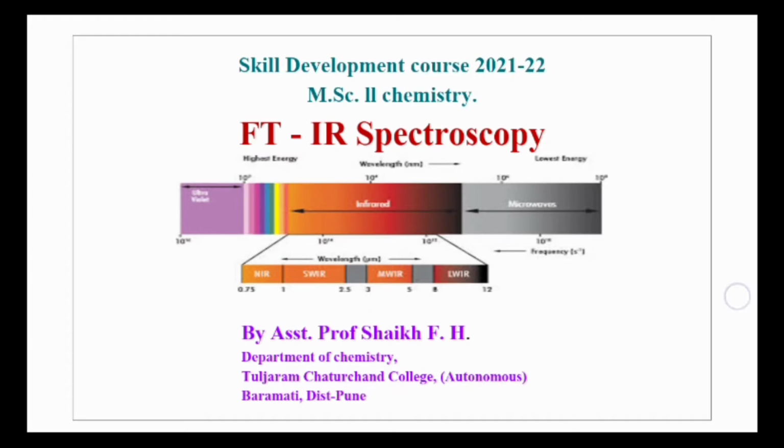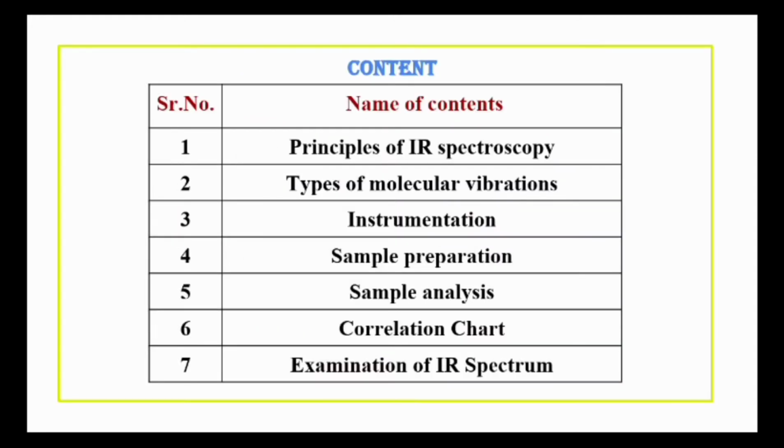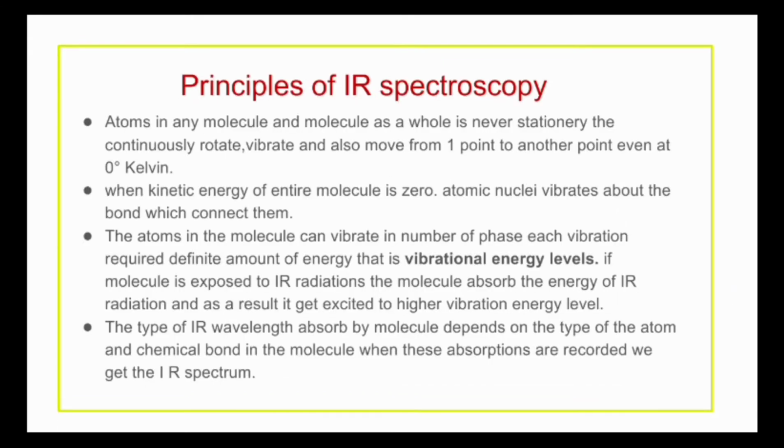So let us start. These are some contents which we are going to discuss in this lecture. The first is the principle of IR spectroscopy. Atoms in any molecule, and the molecule as a whole, are never stationary. They continuously rotate, vibrate, and also move from one point to another, even at 0 degrees Kelvin. When the kinetic energy of the entire molecule is zero, atomic nuclei vibrate about the bond which connects them. Atoms in the molecule can vibrate in a number of phases. Each vibration requires a definite amount of energy, that is, the vibrational energy level.